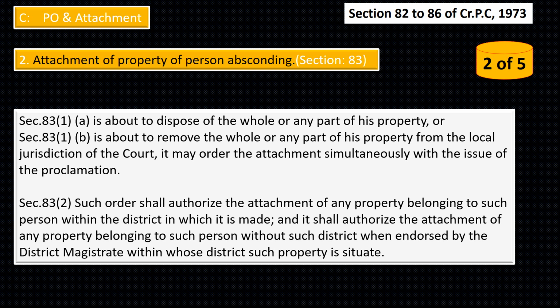So, section 83 says that the court has the power to not only declare a proclamation but also attach the property simultaneously, so that he is not able to sell his property in part or whole. Next, subsection 2 of section 83 gives the power to the court that attachment of property of the person can be done whether it is within the district or outside the limits of the district magistrate.